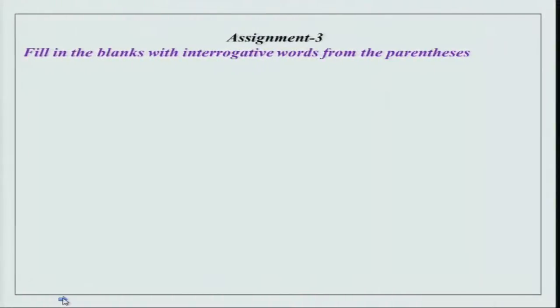Now fill in the blanks with interrogative words from the brackets. So, well, the answers are in purple. You can see, I will read it out to you once. Rao san wa doko ni imasu ka? Dare? Donna. Donna, of course, we will do now in the lesson.